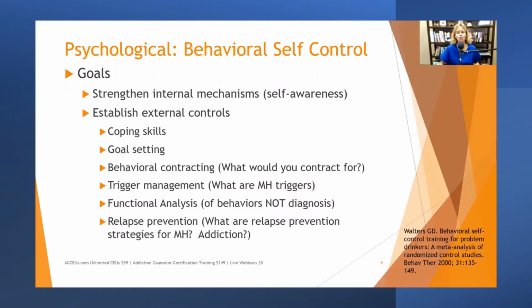And behavioral self-control takes all of this information, coping skills, goal setting, contracting, trigger management, and functional analysis, and puts it together to help people develop a relapse prevention plan, which will look very similar for mental health and for substances. If people are using substances or engaging in addictive behaviors, it's going to mess with their neurotransmitters and make it harder for them to be happy, make it harder for them to be emotionally balanced. If people are having difficulty with their mental health, it's going to be harder for them to stay clean and sober because they're feeling really lousy.